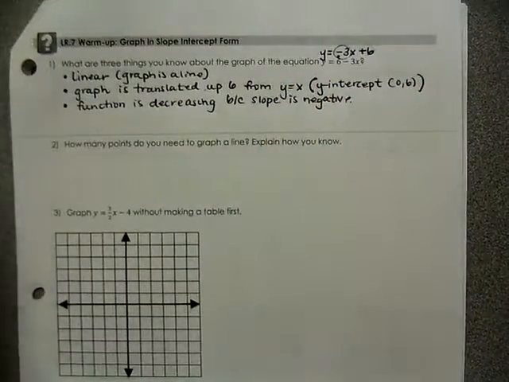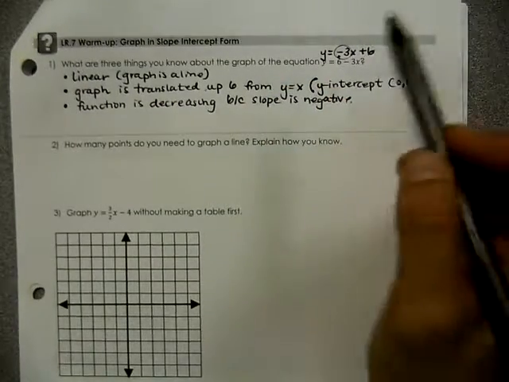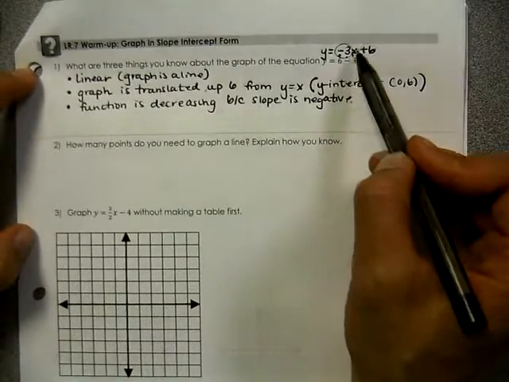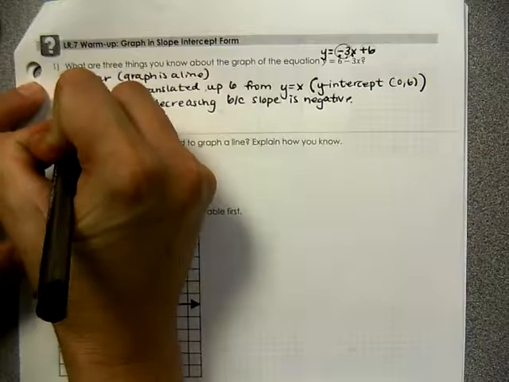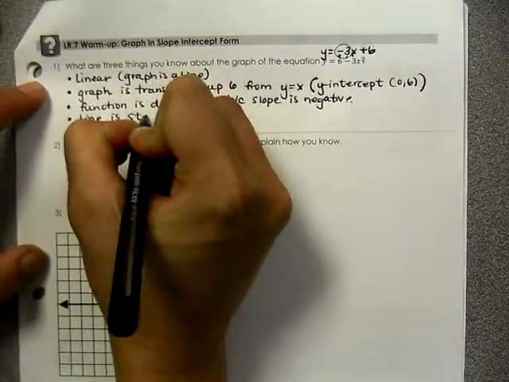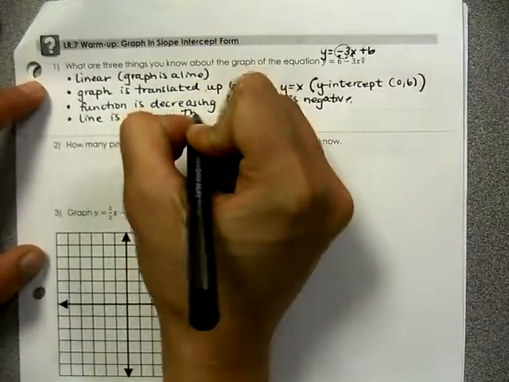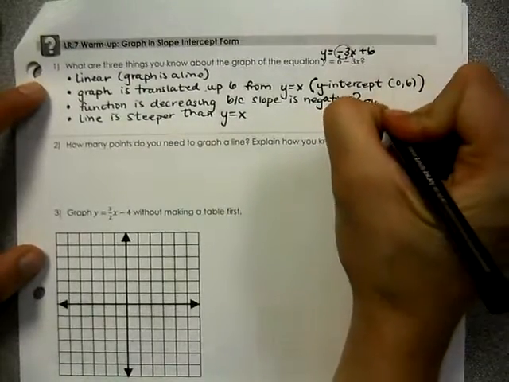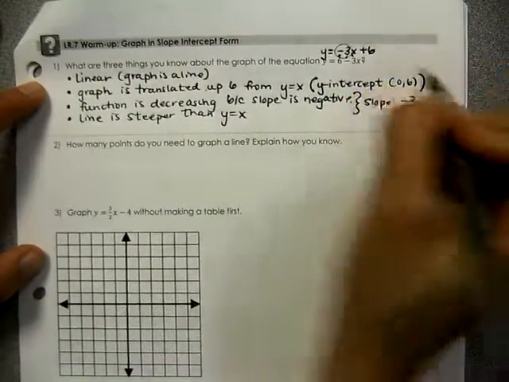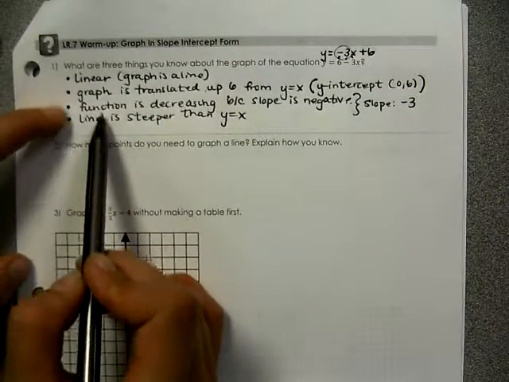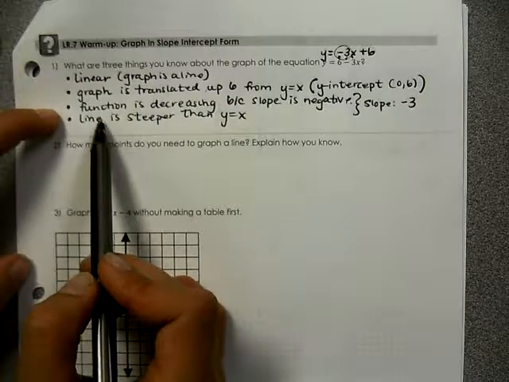Now those are 3 things, but I'm also noticing a couple other things. I know that when I multiply by a 3, it's going to make it steeper than the parent function. So the graph, the line, will be steeper than the parent function y equals x. And I could just use these 2 things together to say that the slope is negative 3 because that is the coefficient of x. And this tells me more about what a slope of negative 3 really means.